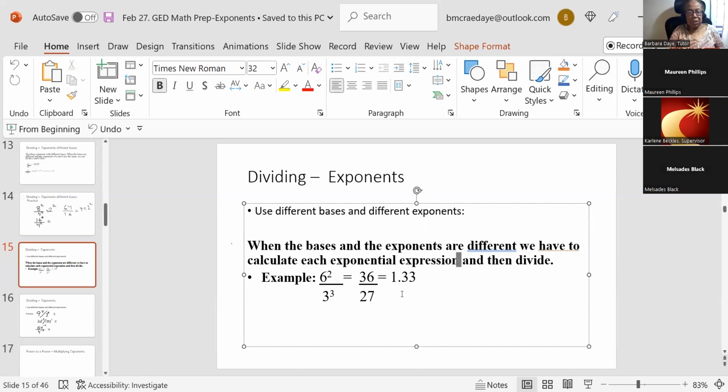Calculate each exponential expression and then divide. So 6 to the second is 36. 3 to the third, 3 times 3 times 3, is 27. And then divide the results. Got it?